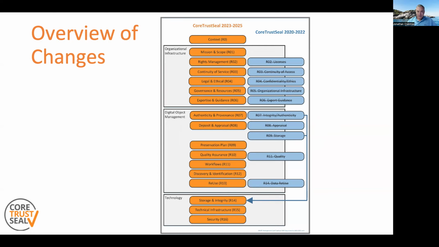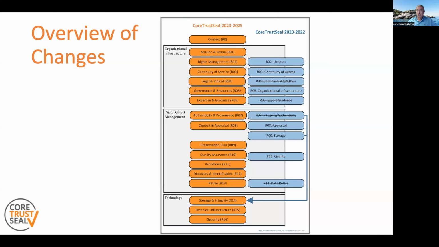R7, integrity and authenticity, if I can say that word, and R09, storage, have been blended together and become a new one under technology, R14, storage and integrity. And you will note that that does change these numbers. Many people refer to these requirements as R1, R2, R3. We encourage the use of the names because things have changed now, so the R numbers won't be exactly the same.